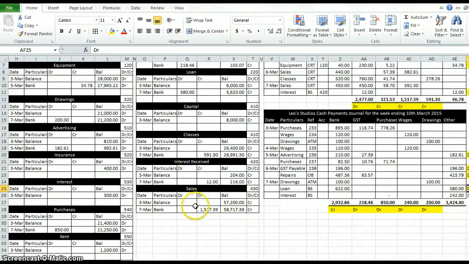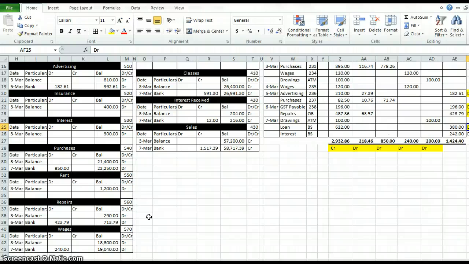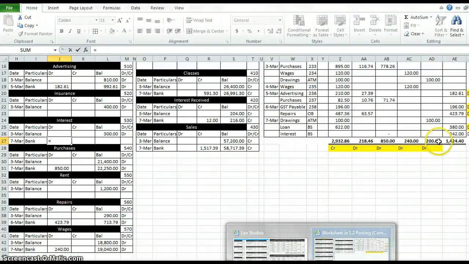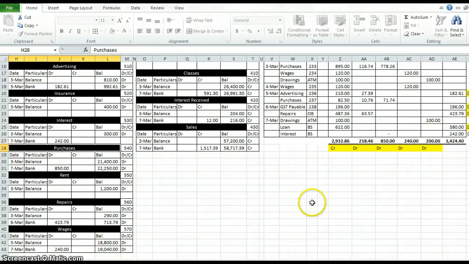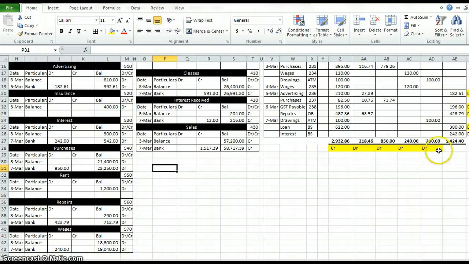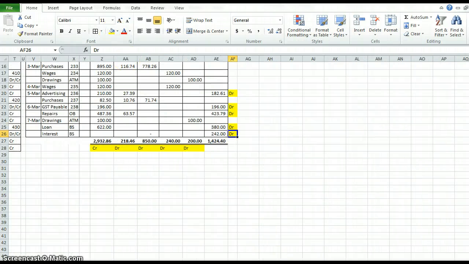And then the last one is interest. This is interest paid. So we'll scroll down to here. Date was the 7th. Bank. And it's on the debit as the others. Add them up. And now we've paid 542. Mark that one off. Because they're marked off, they all should balance.